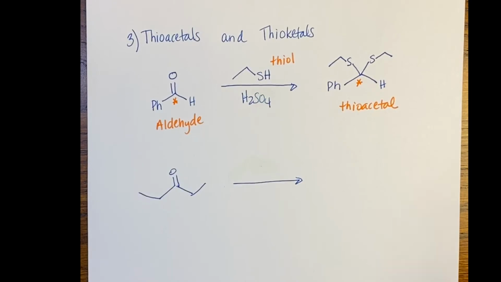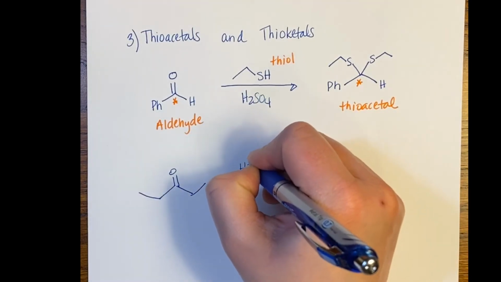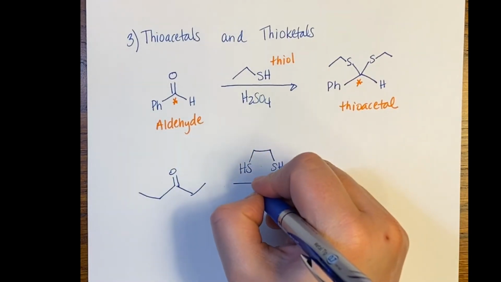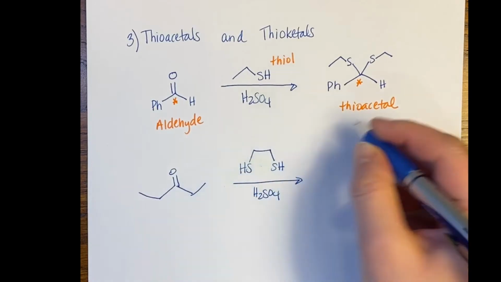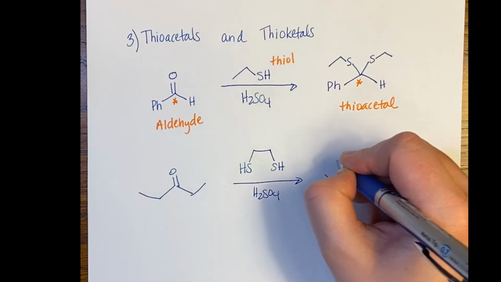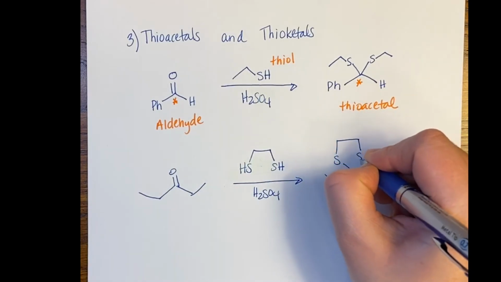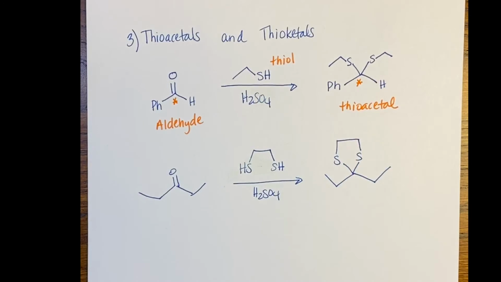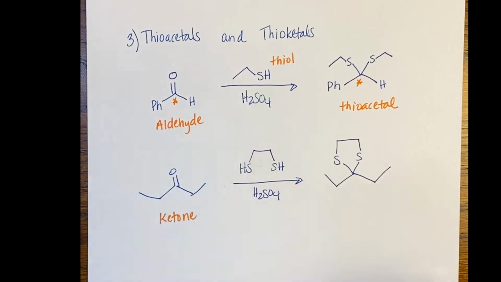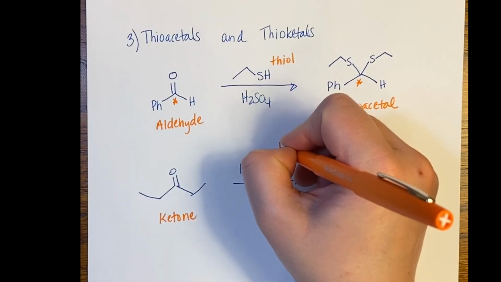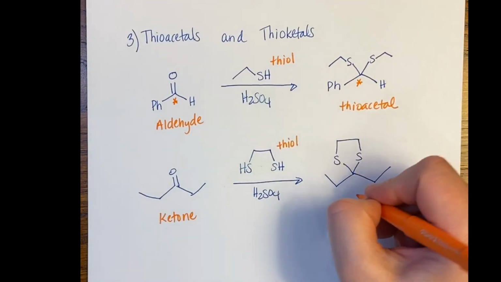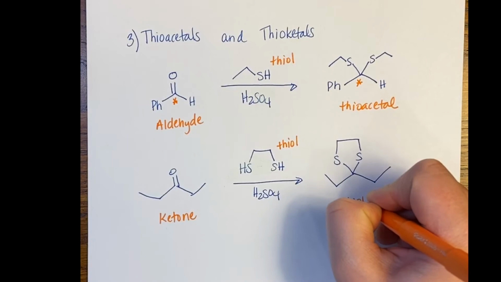If I have a ketone like this one undergo a reaction with a thiol, like this one, in the presence of acid, the product that I get out of this reaction is this one. In this reaction, my ketone undergoes a reaction with a thiol, a dithiol in this case, and makes a functional group that I call a thioketal.